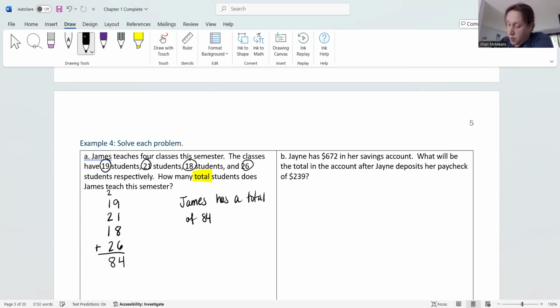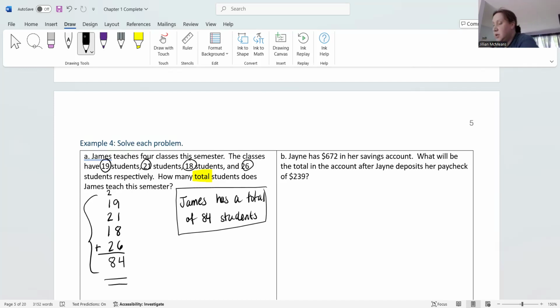of 84 students. Now, a problem like this would be reasonable to use a calculator. I would not be opposed to using a calculator, but in order for you to use a calculator, you have to show me the setup, okay? That's the key to using the calculator. The calculator should be a tool that saves you a little bit of time. It shouldn't do all of the math for you. You still have to show me that you understand what you want this calculator to do and what you told the calculator to do. So as long as you show me this, you can then use the calculator to do the addition, okay? So let's look at part B.